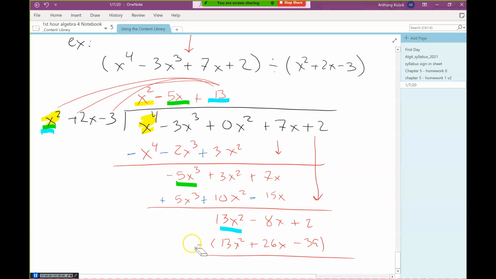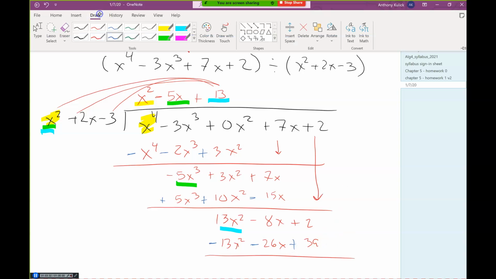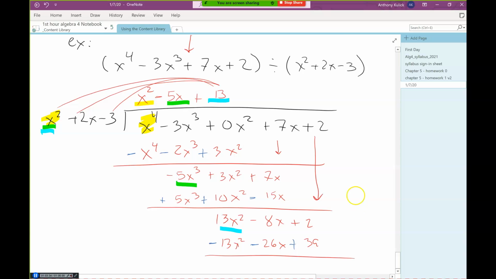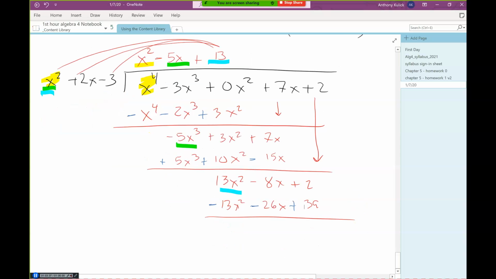And we'll distribute our negative through. So negative of positive is negative. Negative of positive is negative. And negative of a negative is positive. So 13x squared minus 13x squared is 0. 8x minus 26x is negative 34x. And 2 plus 39 is 41. So all of that is going to be our remainder.